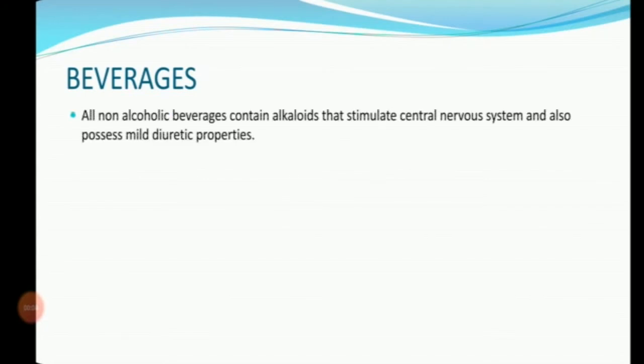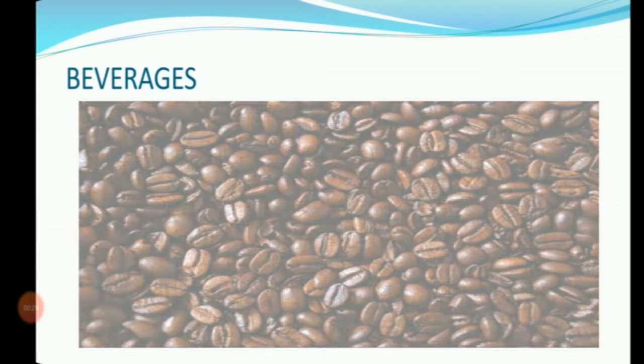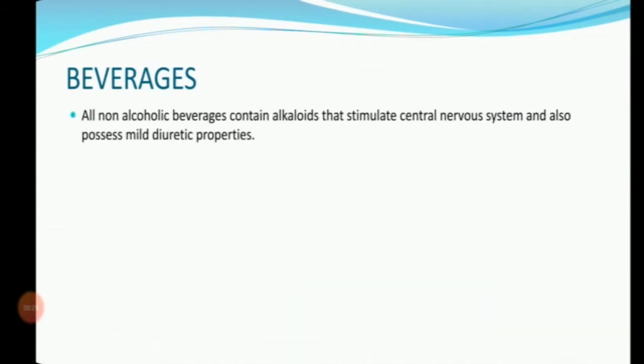Next, beverages. Beverages may be of two types: alcoholic beverages and non-alcoholic beverages. Alcoholic beverages are those like wine and beer. But coffee and tea are called non-alcoholic beverages. They contain alkaloids which stimulate the central nervous system and also possess mild diuretic properties.